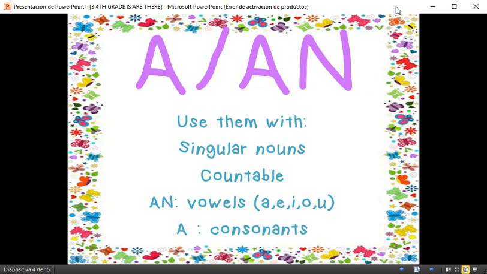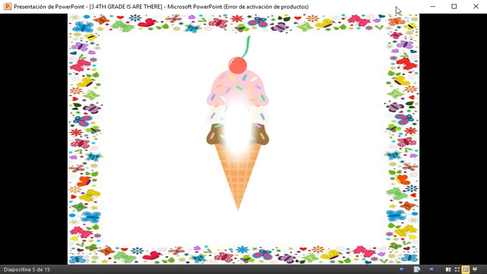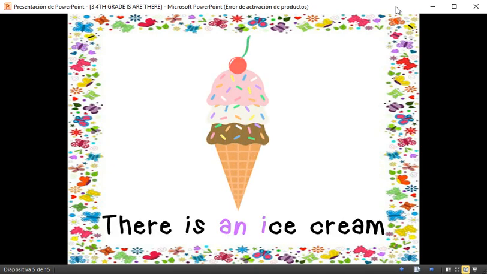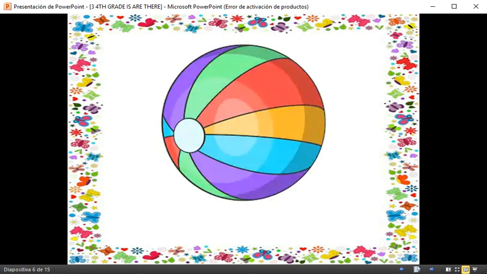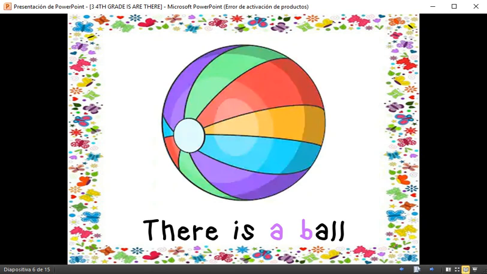Let's check two examples. There is an ice cream. In this case, notice how we are using an because ice cream starts with a vowel, with the vowel I. Next example. There is a ball. In this case, we are using A because ball starts with a consonant. Very good. Let's continue.